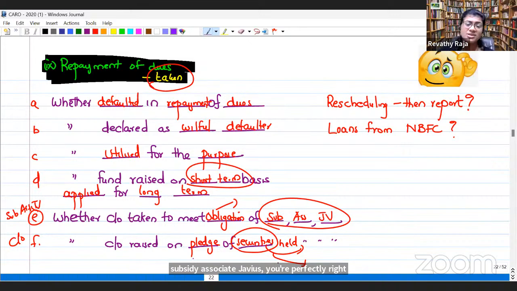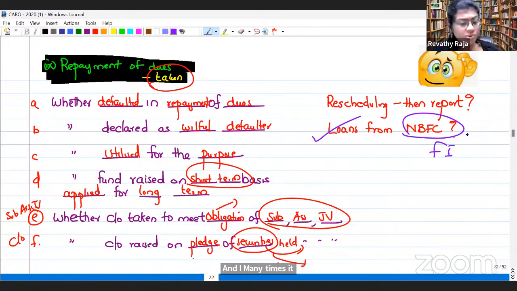Wait, come here. Will loans include loans from NBFC? NBFC, I've said many times, is a financial institution. So yes.